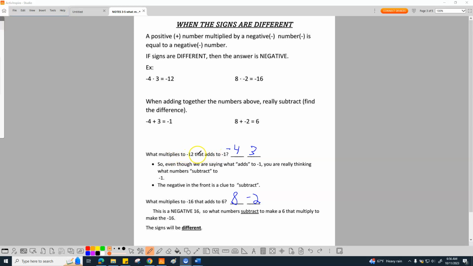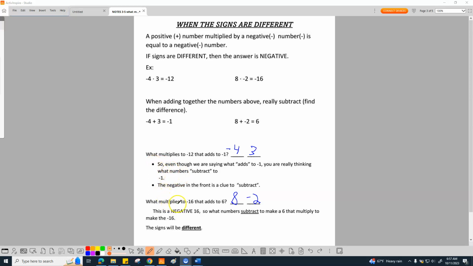What multiplies to negative 12 that adds to negative 1? This is where it gets trickier. In this case, it's negative 4 times 3. So negative 4 times 3 is negative 12. And then if you were to add those together, negative 4 plus 3, try it on your Desmos, it equals negative 1. Some of these notes help, some don't. They're just there to help anyone who's struggling and needs extra tips.